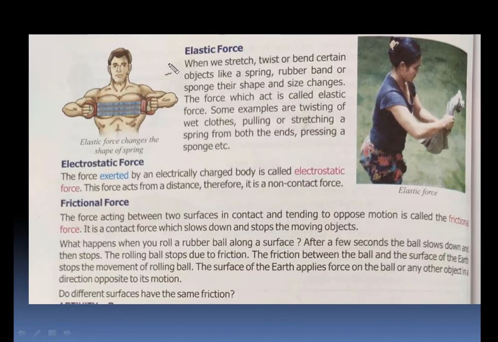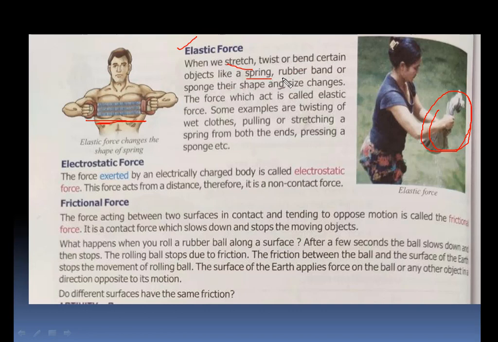Now, the second type of force is elastic force. What is elastic force? When we stretch, twist, or bend a certain object like a spring. What is stretch? Stretching means elongation, like this. Twist. This is twist. Twisting, this kind of force is known as twisting force. Bend. You know what bend is.